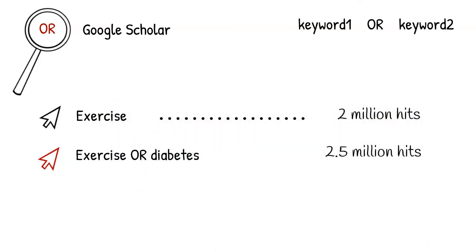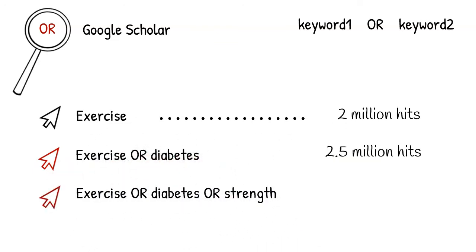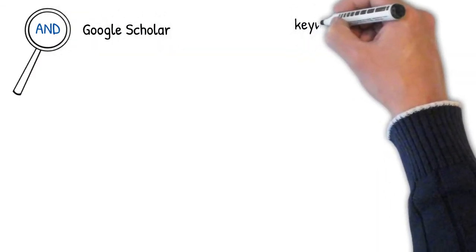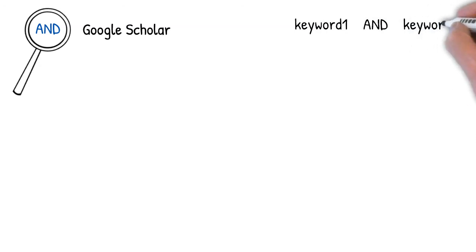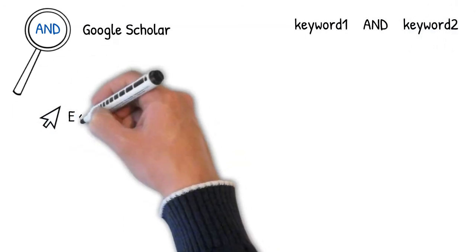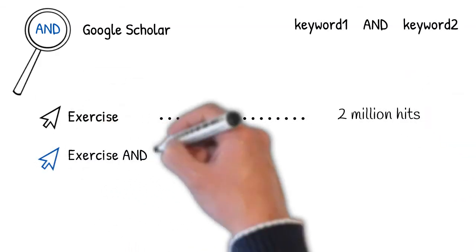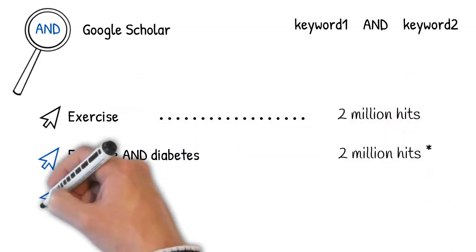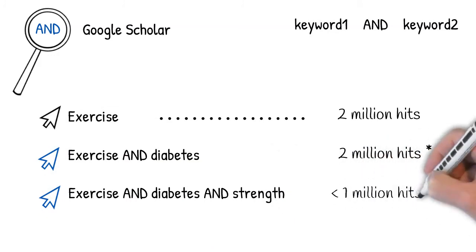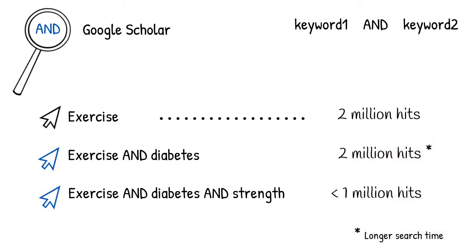The increase is because you've told the engine to look for articles that contain either exercise or diabetes, so the scope of your search has increased. More often than not though, you'll want to do the opposite, to filter out results to narrow your search, and that's what the AND operator is for. When you combine keywords with AND, you're telling the engine to only show you results that contain both keywords. Intuitively, this means that you'll get less search results with every addition of AND. Remember that you can combine multiple instances of AND to further narrow your search.